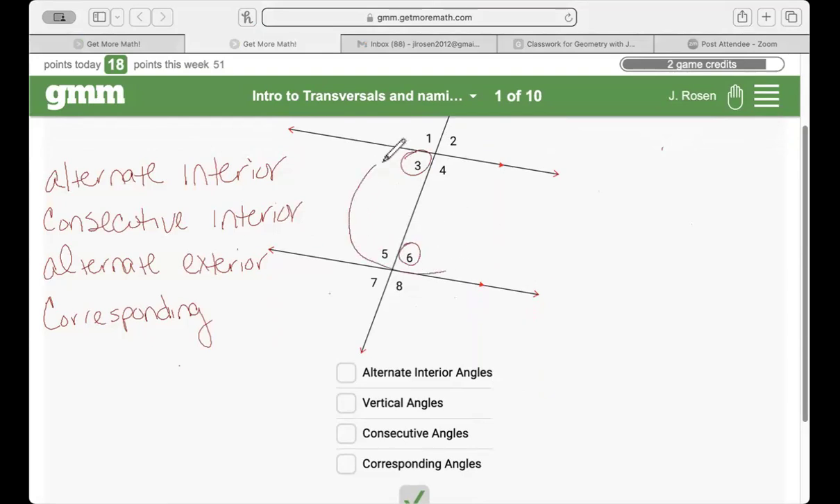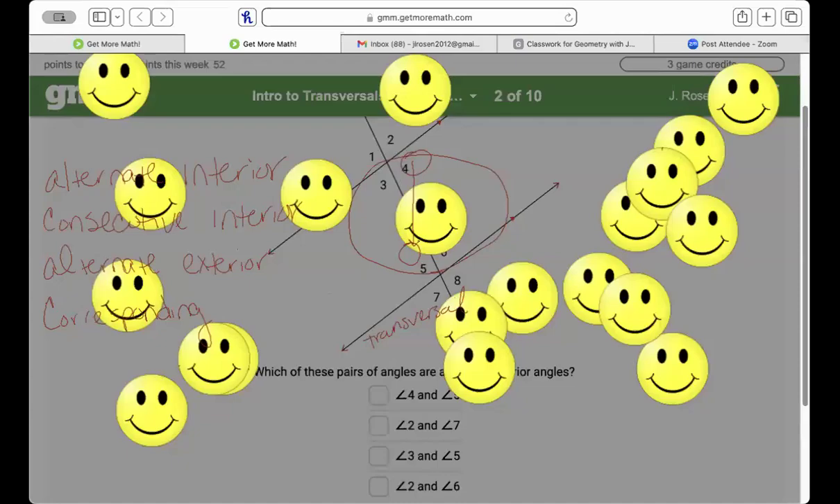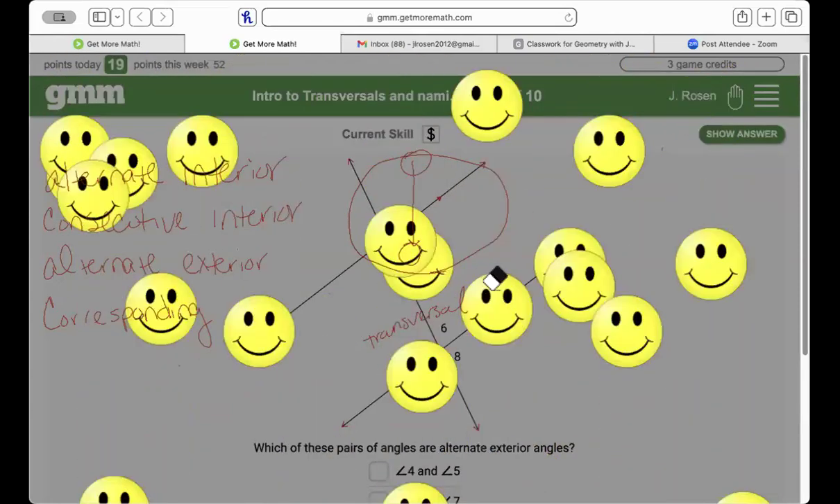So these are interior, right? These are between the two parallel lines, and they're opposite sides of the transversal. This is the transversal, the line that cuts through them. So that means we're looking at alternate interior angles. Okay. So let's hit enter on that, and let's look at the next one.